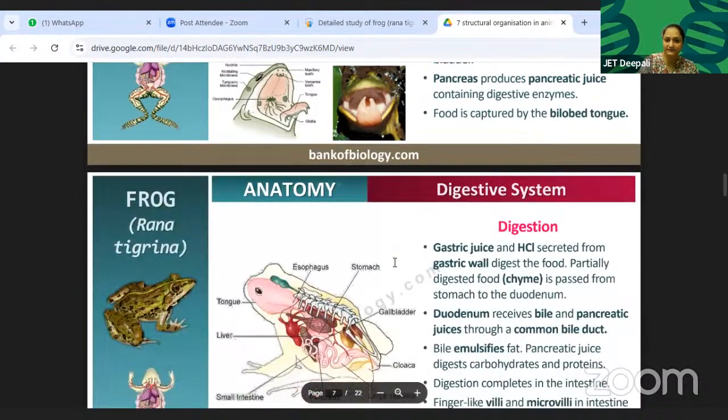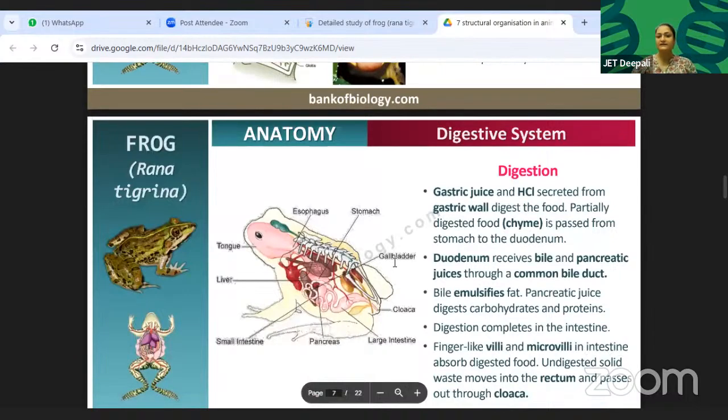Now digestive system, digestion, how digestion takes place. Gastric juice and HCl secreted from gastric wall digest the food. Partially digested food is called chyme, is passed from stomach to duodenum. Duodenum is the first part of the small intestine. Okay. Duodenum receives bile and pancreatic juices through a common bile duct. Bile emulsifies fat. Pancreatic juice digests carbohydrates and protein. Okay. So digestion of carbohydrate and protein takes place in the duodenum.